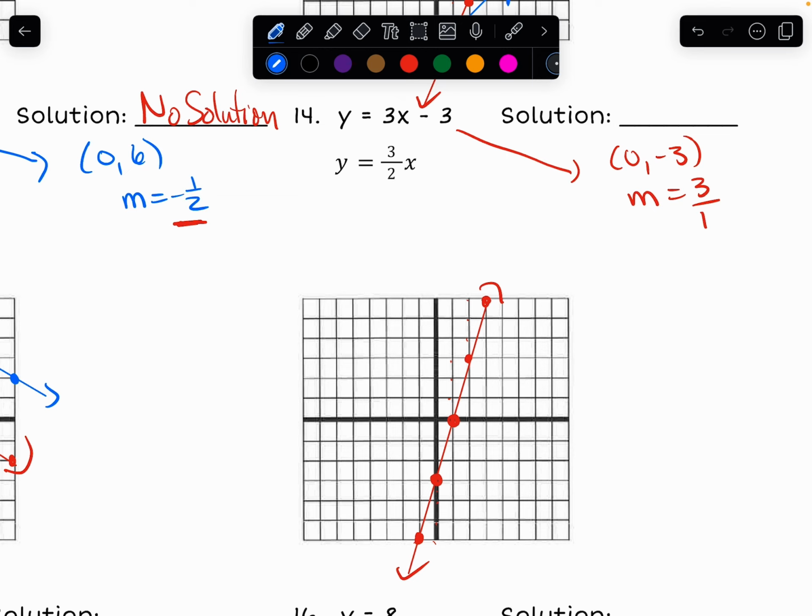The second one, it has a y-intercept of 0, 0. It has a slope of 3 over 2. So I'm going to go up 3, 1, 2, 3, and over 2. They ran into each other. 1, 2, 3, over 2. So where did they run into each other? At 2, 3.